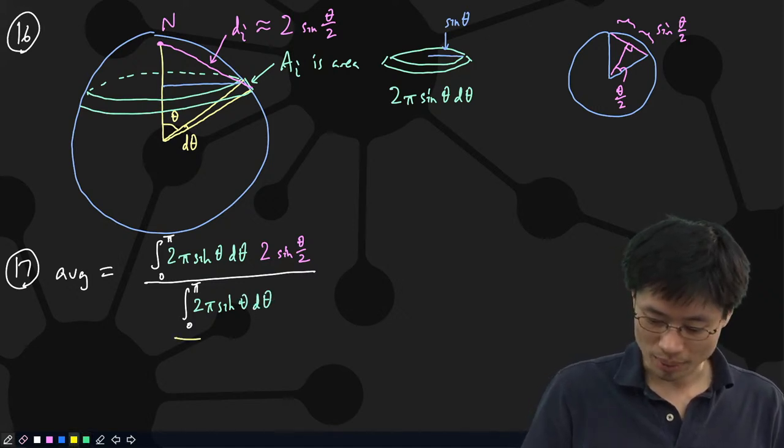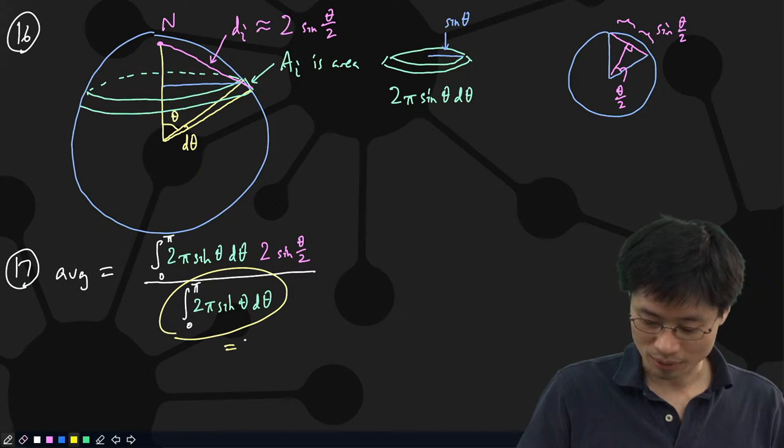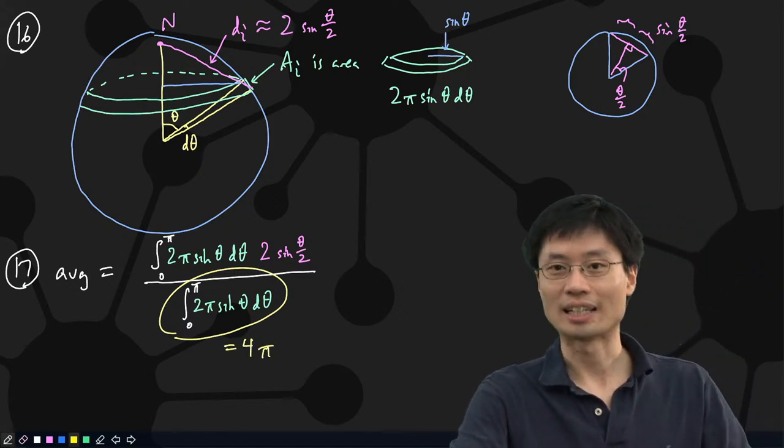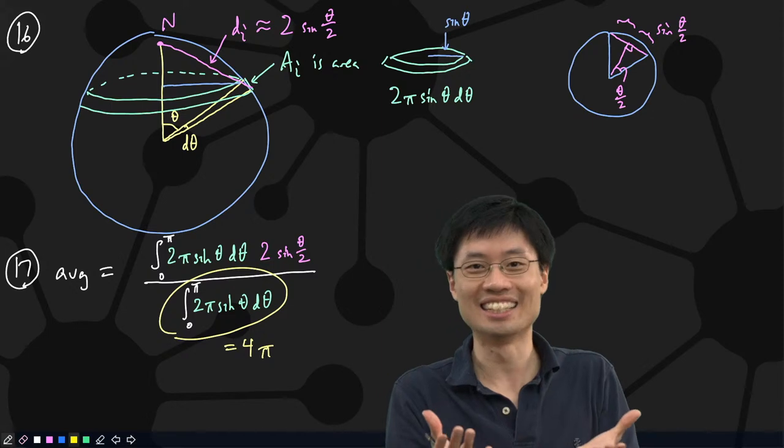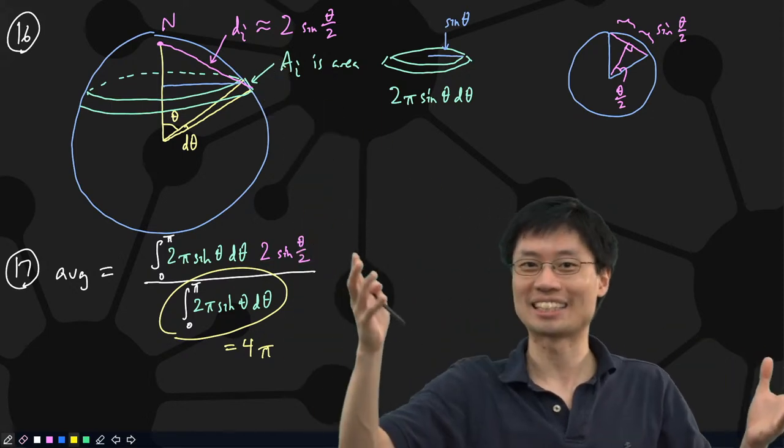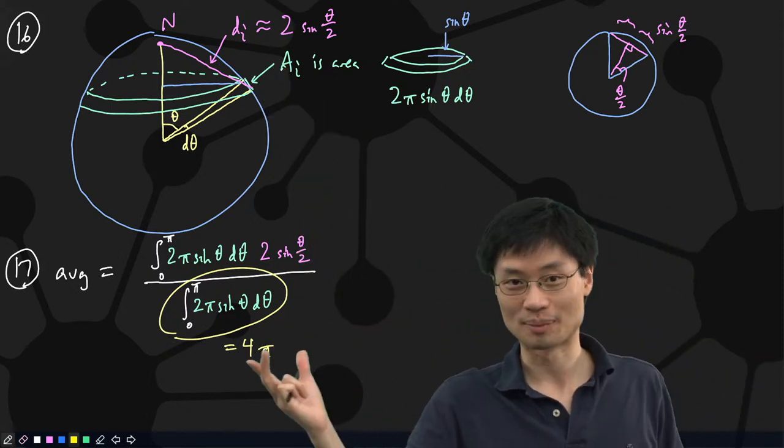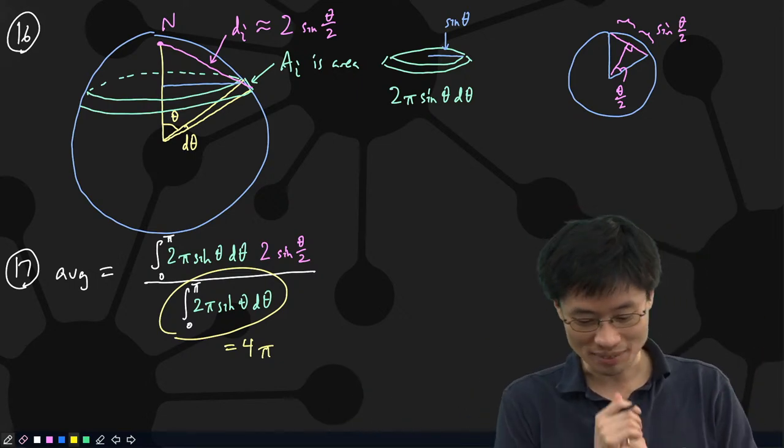If you check, the bottom is actually equal to 4 pi. Okay, and that should be, because that's the surface area. If you add up all of these areas, you better get the surface area. If you don't get the surface area, something's wrong. And then on top, we just have to do the top.